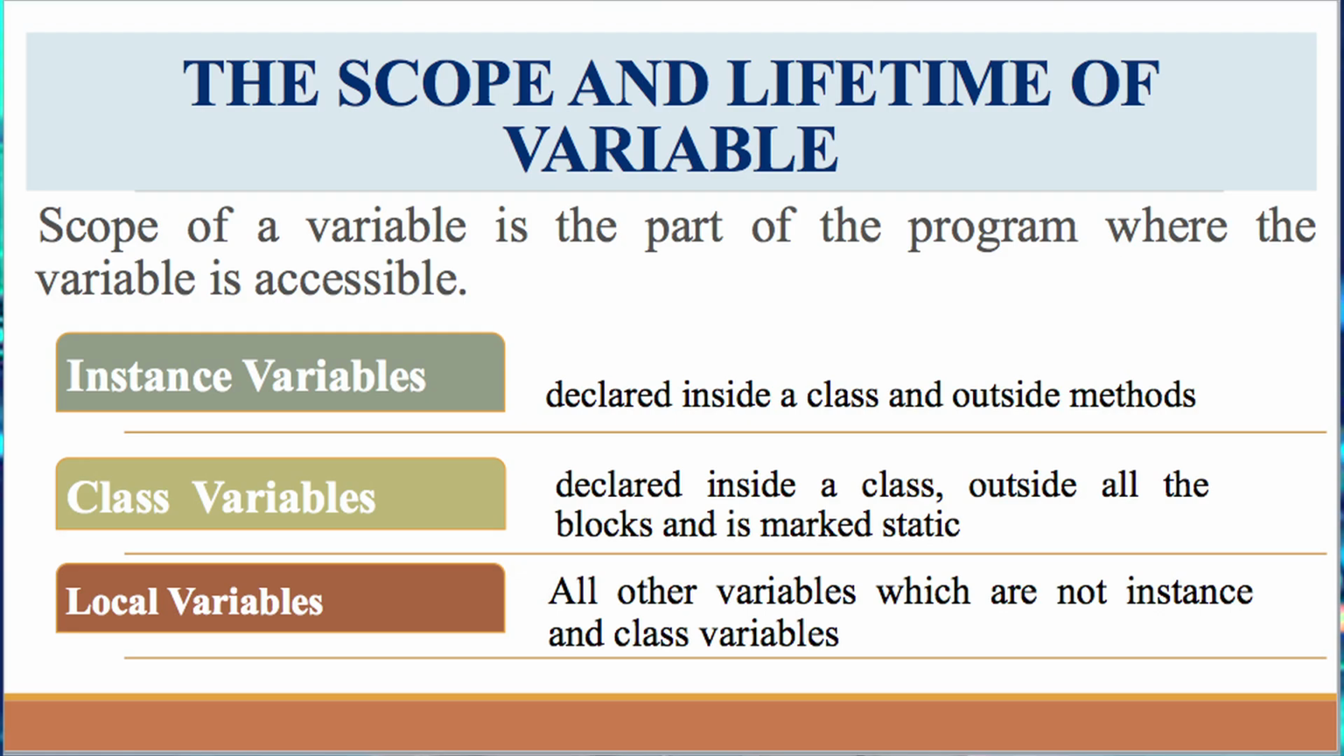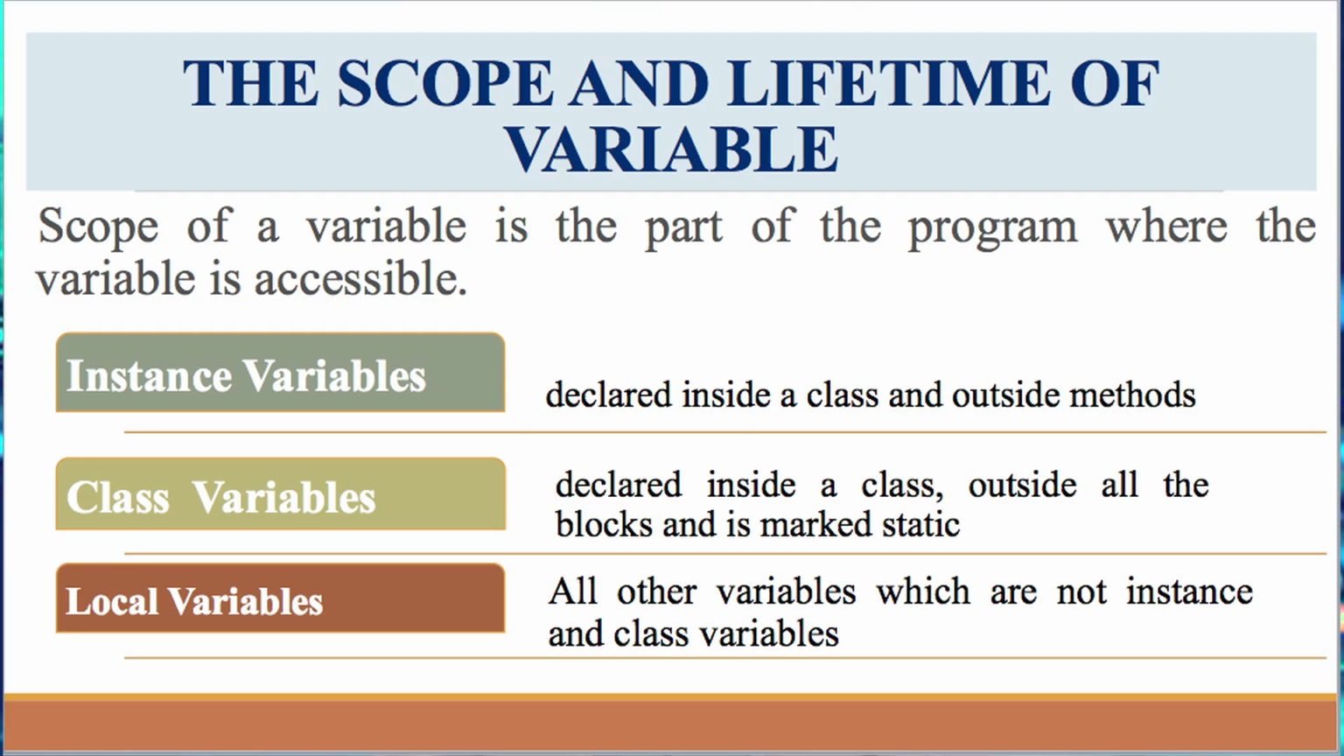Class variables are declared inside a class, outside all the blocks, and are marked static. So static variables are called class variables, and they are common variables for all different objects. The third one is the local variable, which is defined inside the method. Outside the method its existence will not be there, and it is used locally. So its lifetime is up to the end of the function. This is the scope of these different types of variable.